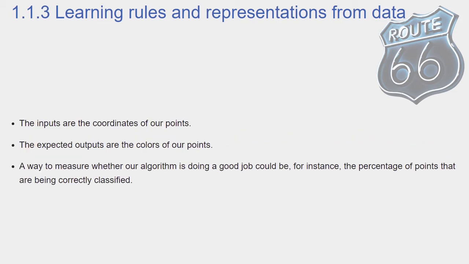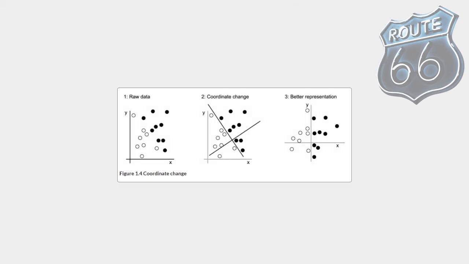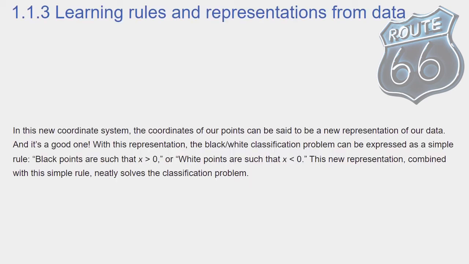In this case, the inputs are the coordinates of our points. The expected outputs are the colors of our points. A way to measure whether our algorithm is doing a good job could be, for instance, the percentage of points that are being correctly classified. What we need here is a new representation of our data that cleanly separates the white points from the black points. One transformation we could use among many other possibilities would be a coordinate change illustrated in Figure 1.4.